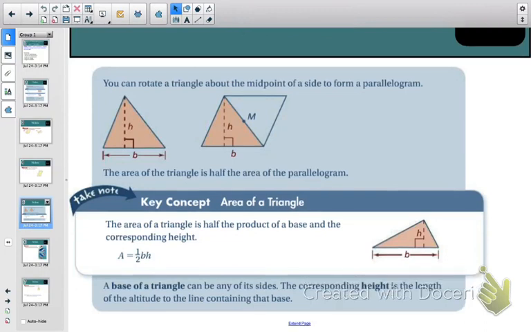So that takes us to the area of a triangle formula, which is just 1/2 the base times the height. So it's basically half the area of a parallelogram. So here's your whole parallelogram. We just want this half of it. So 1/2 base times height. Base of a triangle can be any of its sides. The height is the length of the altitude containing that base. So again, the height has to be perpendicular to the base.